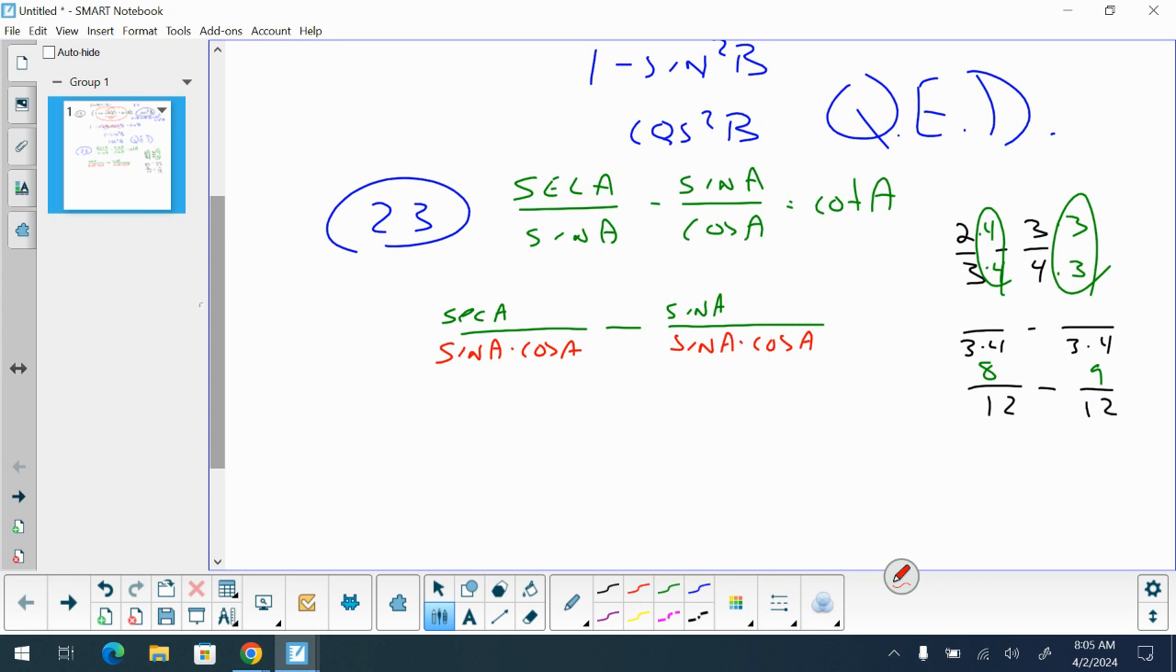So Brennan, what are we going to have to multiply the first fraction by, top and bottom? Cosine. Because I multiplied the bottom by cosine, I'm going to multiply the top by cosine. Second one, what do you multiply the top and bottom by in the second one, Gavin? Sine.